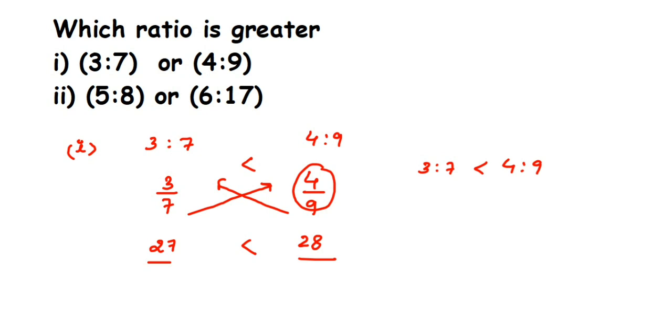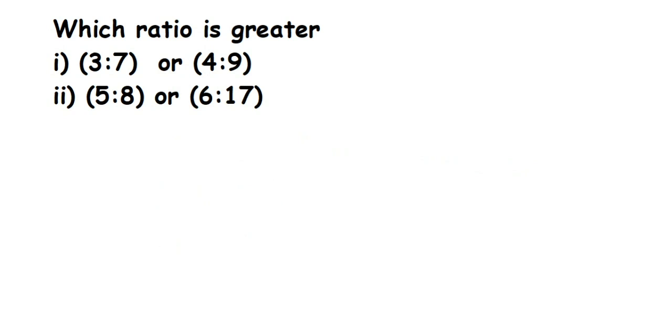Just cross multiply and see which product is greater, and that ratio or that fraction will be greater. This is one way of doing it. Okay, the next one is cancelling it. Means here is the second question. 5 by 8, okay, let me write down the ratio form. So 5 is to 8, or they have given here 6 is to 17. Now let me write down this fraction form. 5 by 8, and here we have 6 by 17.